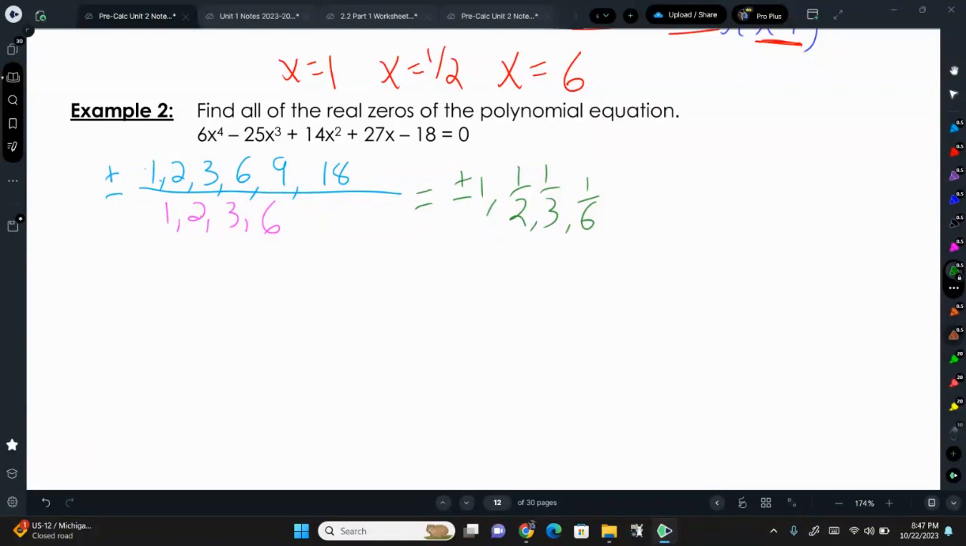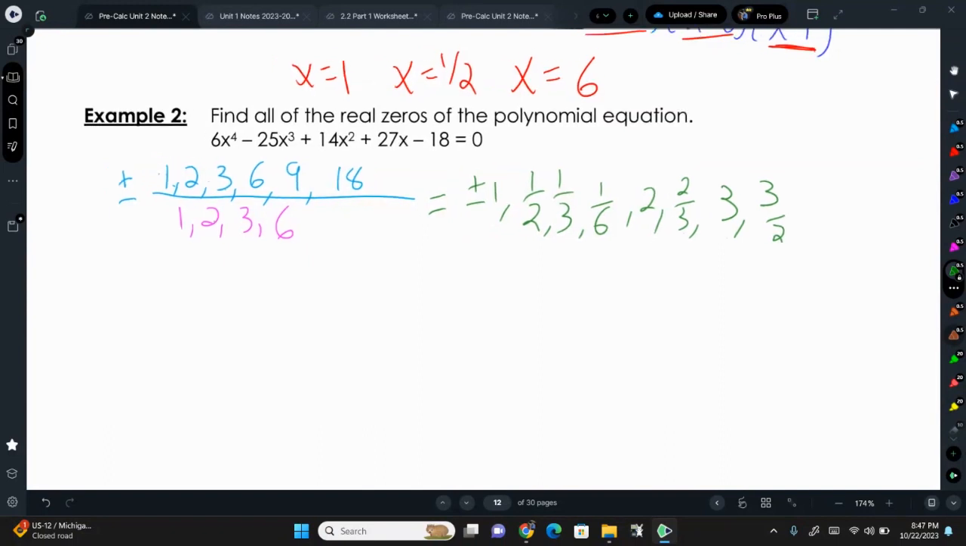Okay, then we have 2 over 1, so 2. 2 over 2, which is 1, so we don't need to write that, but then we have 2/3. 2 over 6 reduces to 1/3, so we don't have to write that. Then we have 3 over 1, then 3 over 2. 3 over 3 we don't need to write. And then 3 over 6 reduces to 1/2. We don't have to write that either. So then we have 6. 6 over 2 is 3, we already got that. 6 over 3 is 2, we already have that. And 6 over 6 is 1, we already have that.